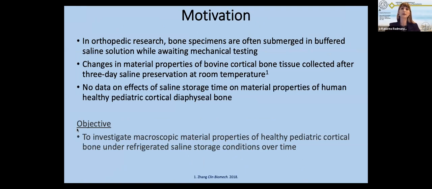In orthopedic research, bone specimens are often submerged in buffered saline solution while awaiting mechanical testing. Zhang et al. observed changes in material properties of bovine cortical bone tissue collected after 3-day saline preservation at room temperature. However, the effects of saline storage time on the material properties of human healthy pediatric cortical diaphyseal bone have not been reported. The purpose of this study was to investigate macroscopic material properties of healthy pediatric cortical bone under refrigerated saline storage conditions over time.